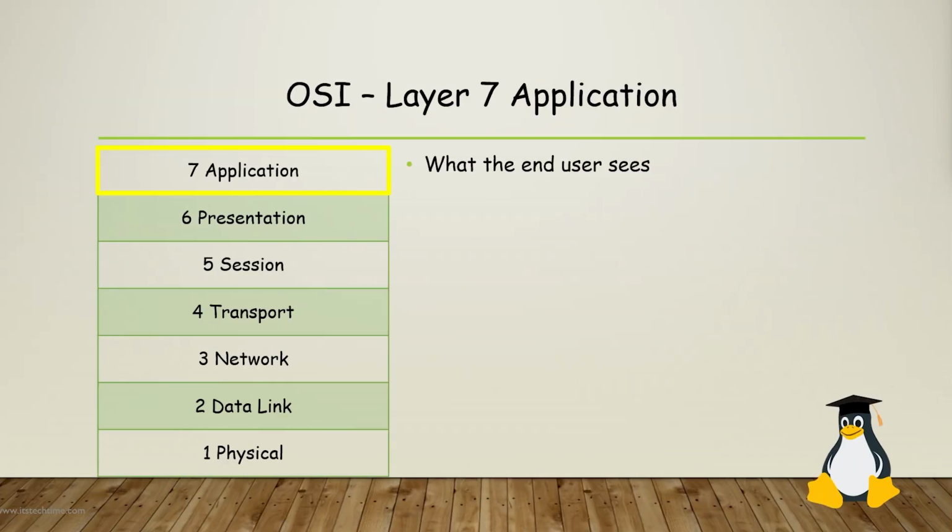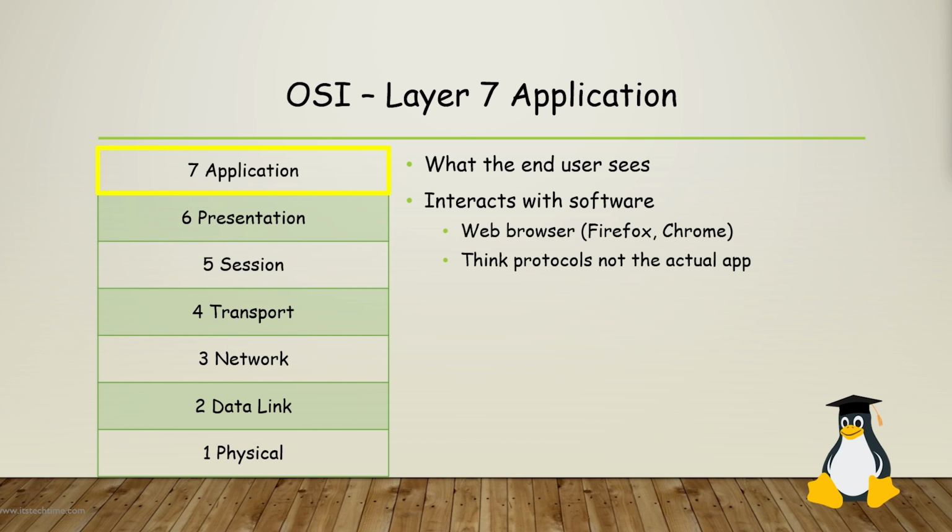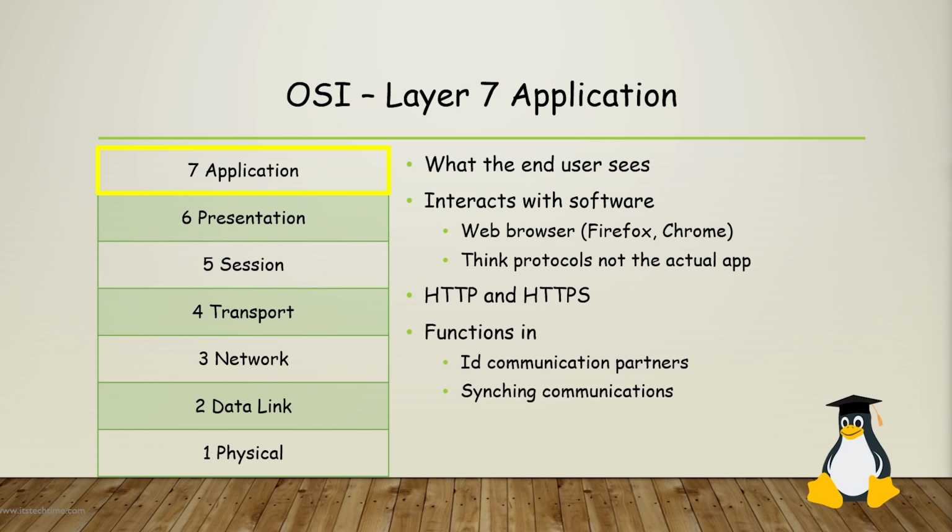So if we start from layer 7, application, the application layer is what the end user sees. The application layer is what is interacting with software. For example, if you're viewing this YouTube video on a web browser, Firefox or Chrome for example. It's important with the application layer that you think of the protocol that is being used, not the actual app. For example, think HTTP or HTTPS, not whether it's Chrome or Firefox that you're using. A couple of functions of layer 7 are identification of communication partners and the synchronization of the communication. We'll go into detail about how this works.